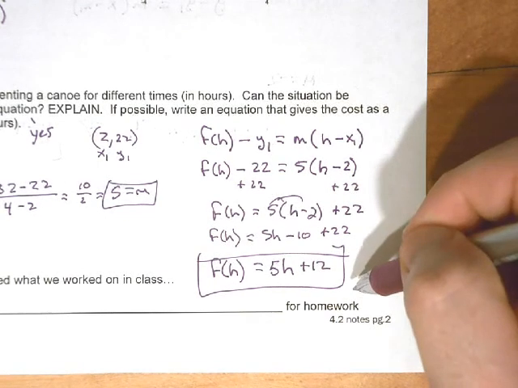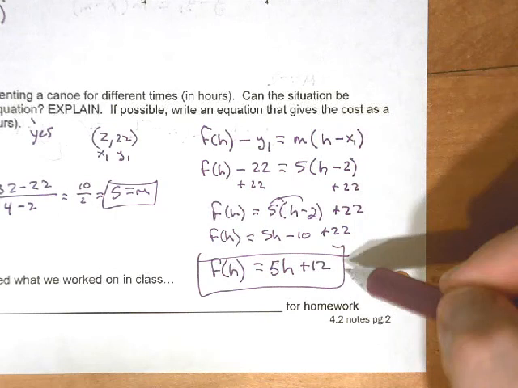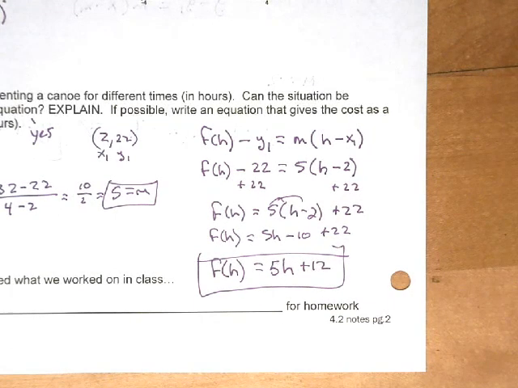So there's our function. Again, we just went from our point slope. Could I have done it the other way using slope-intercept form? Yes. I just wanted to show you this way as well to clean it up, where the function is 5 times hours, basically, plus 12.